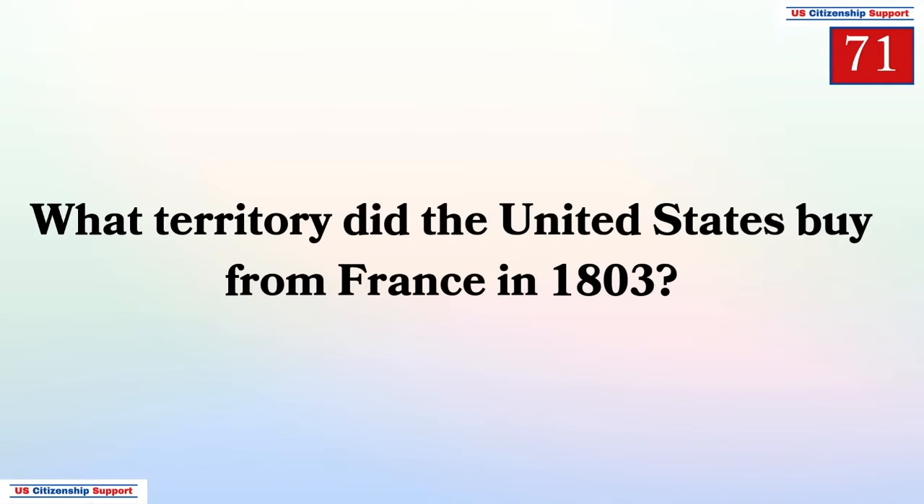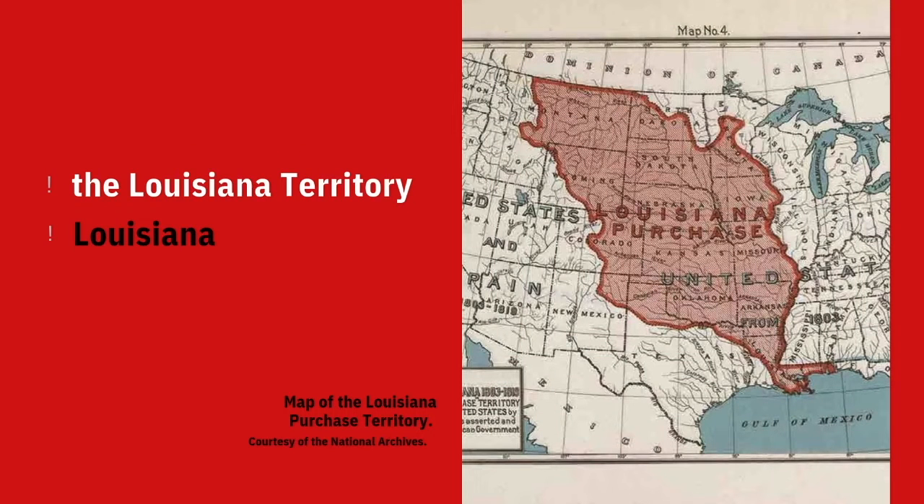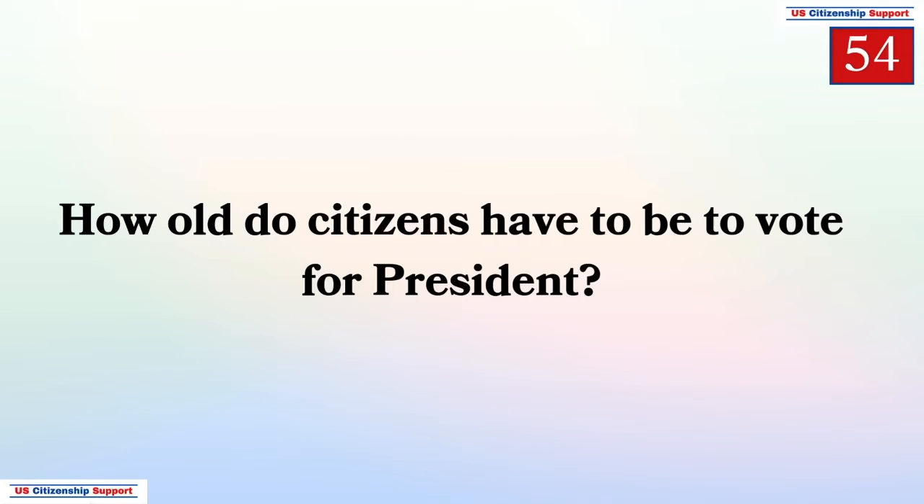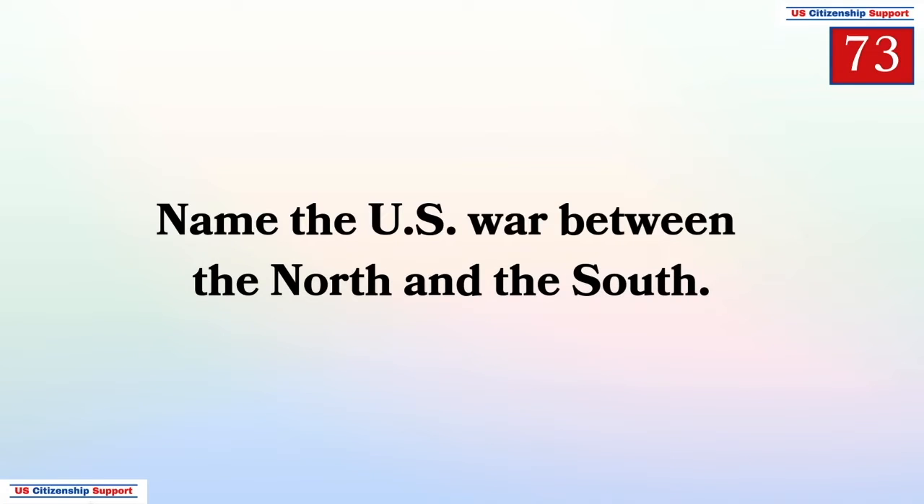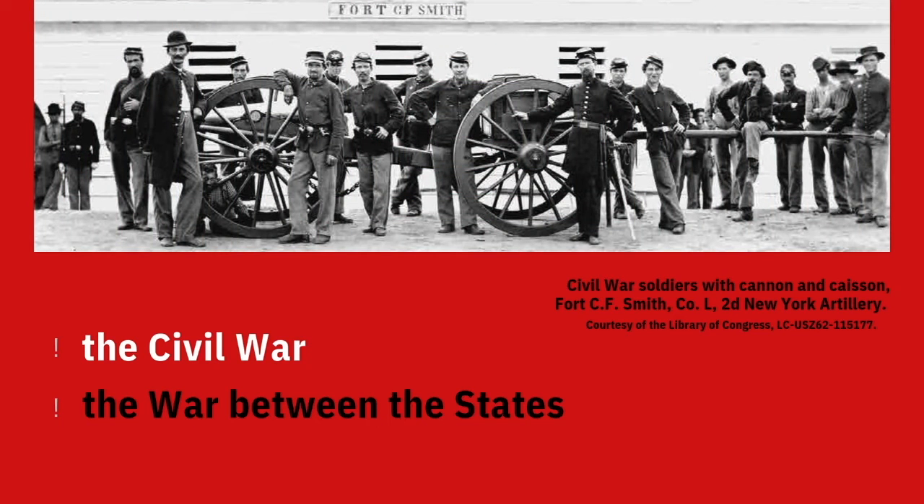What territory did the United States buy from France in 1803? The Louisiana Territory. How old do citizens have to be to vote for president? 18 and older. Name the U.S. war between the North and the South. The Civil War.